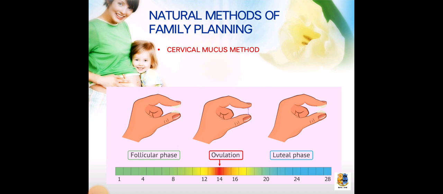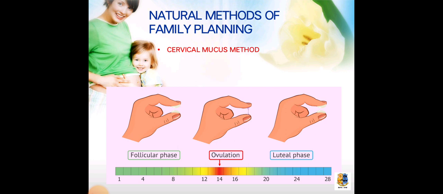Cervical mucus method. Now here, by observing the cervical mucus, we can even plan for family. Observing changes in cervical mucus, that is mucus consistency, to identify fertile days.